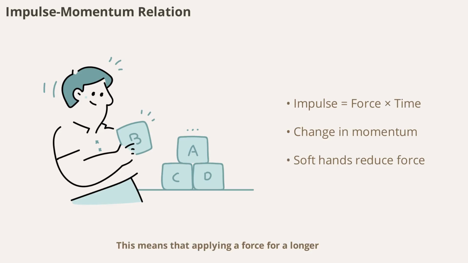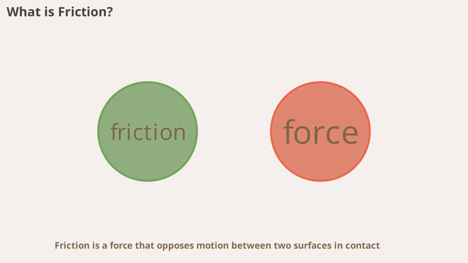This means that applying a force for a longer time results in a greater change in an object's motion. For example, catching a fast-moving ball with soft hands increases the time of contact, reducing the force felt and making the catch safer. Friction is a force that opposes motion between two surfaces in contact. It's what makes it possible to walk without slipping and what slows down moving objects.